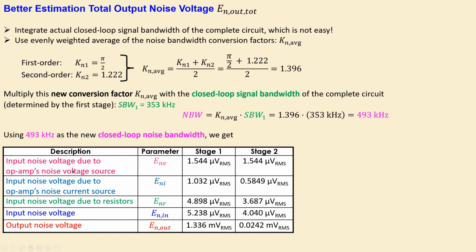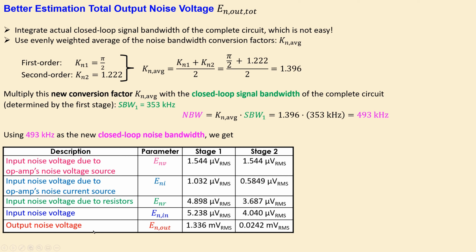So using this as our new closed-loop bandwidth, we get these results. Okay, these are just of course the descriptions. What you see is that for the first stage you will have 1.544 microvolts RMS, again exactly the same for the first stage. This is just due to the input noise voltage due to that op-amp noise voltage source. And this is the input noise voltage due to the op-amp's noise current source. You can see the values here. And also due to the resistors, and also the input noise voltage. So actually combining these three, and also for the second stage combining these three.